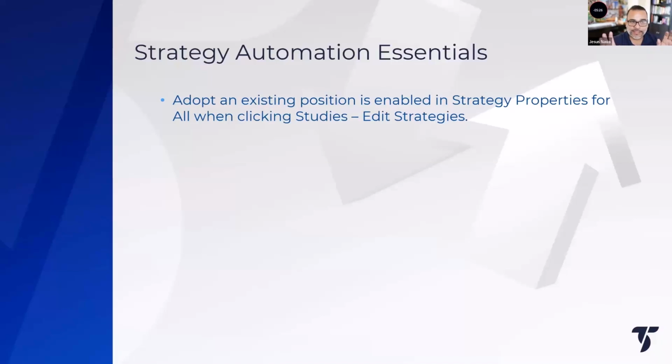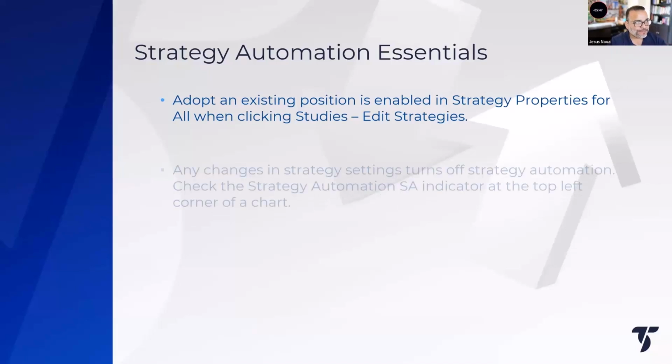There's a button that says strategy properties for all. And in there, you're going to find the checkbox that says adopt the real world position. So the strategy is going to look inside of your account, determine how many shares or contracts you own on a particular security, and then you can turn on automation so that it exits that position.